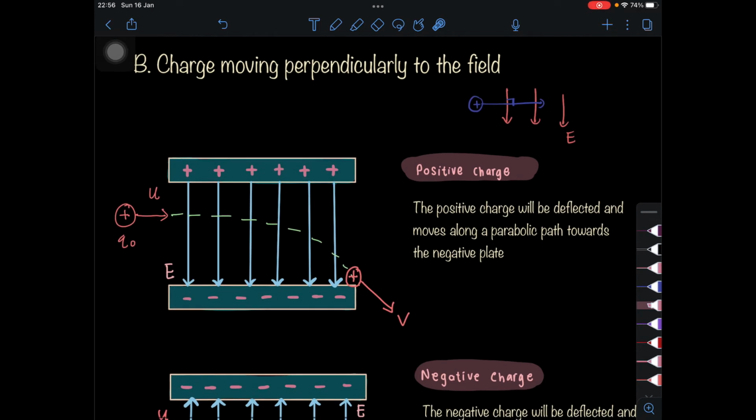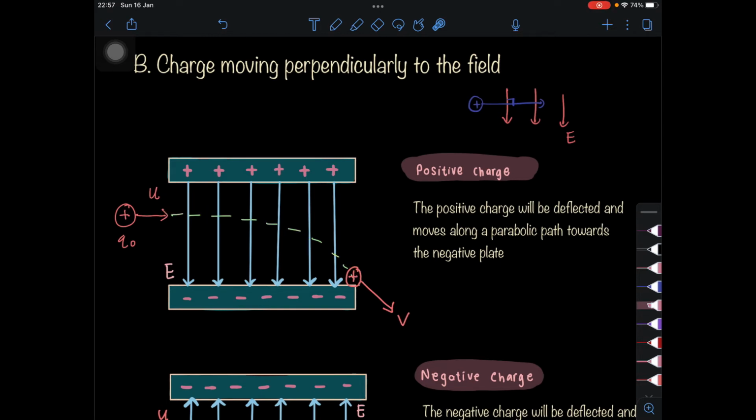Let's see what happens when we have a positive charge. We have a positive charge with a certain value of initial velocity, let's say 2 meters per second. What happens is this positive charge will be attracted towards the negative plate. So when the charge enters the region, it will be deflected towards the negative plate and then exit with a certain value of velocity. This movement, we call it a parabolic path.